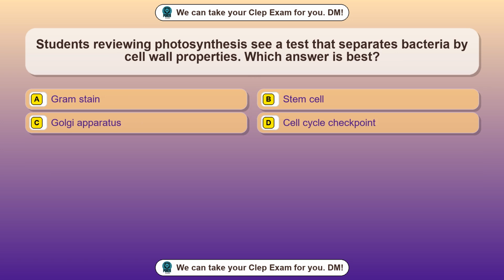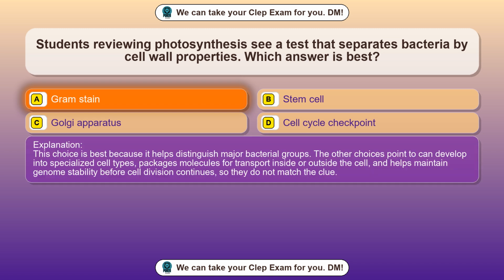Question 47. Students reviewing photosynthesis see a test that separates bacteria by cell wall properties. Which answer is best? Option A, Gram stain. Option B, stem cell. Option C, Golgi apparatus. Option D, cell cycle checkpoint. The correct answer is option A, Gram stain. This choice is best because it helps distinguish major bacterial groups.